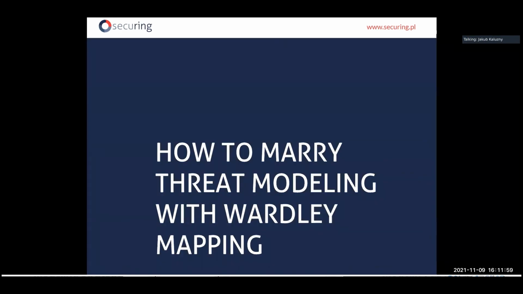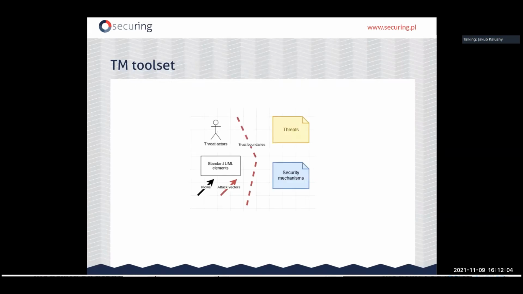So here comes another question, how to marry threat modeling with Wardley mapping. So what we have in the current threat modeling toolset is this threat information that we add to the existing UML diagrams of the systems. What we just need to add more are the axes to make it a map, right? Just as in standard Wardley mapping scenario. The question is how we design the axes.